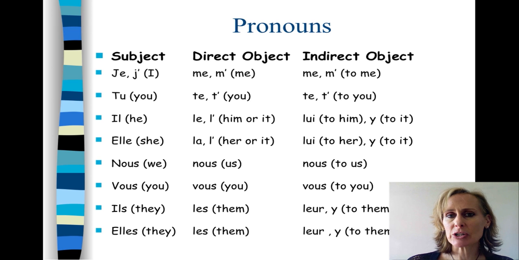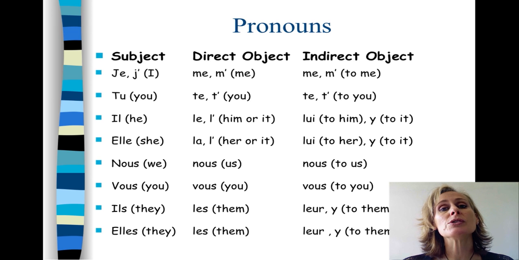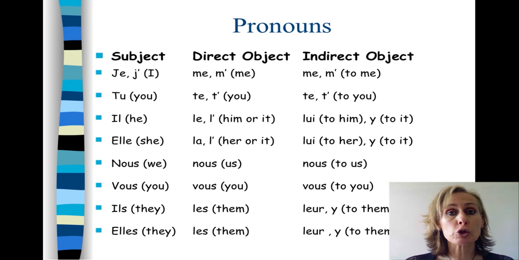Then we have our indirect objects, which is like saying to me, to you, to them. Again, me, that's the same. Te, lui, which means to him. Or if we're talking about a thing, we use the pronoun y, to it. Lui, again, we use to her. Y, for a thing, for a feminine thing, that is. Nous, to us. Vous, to you.